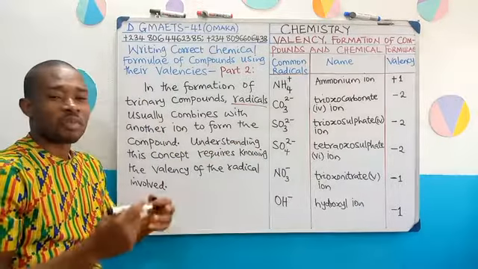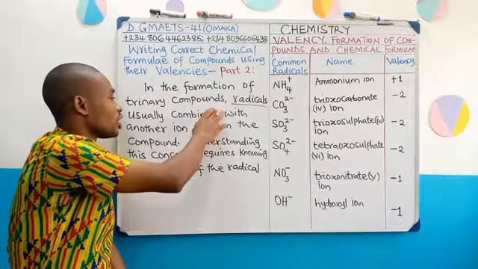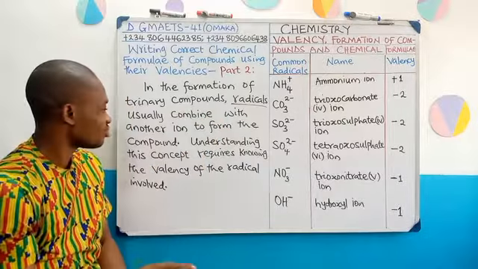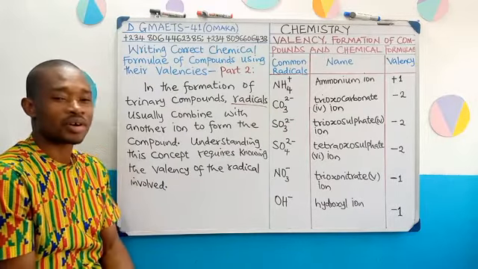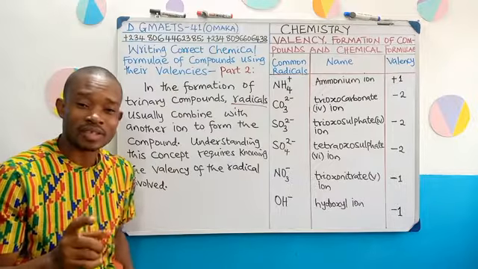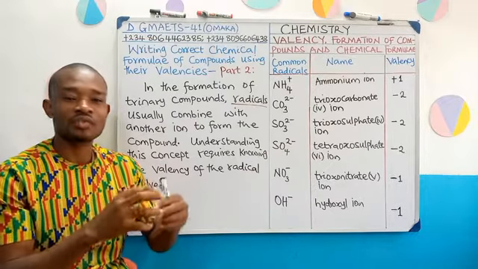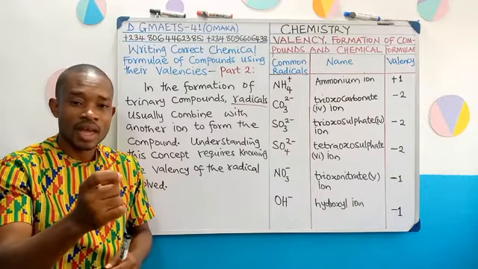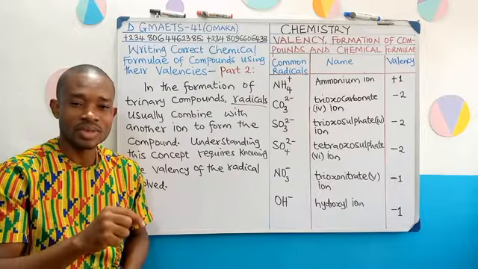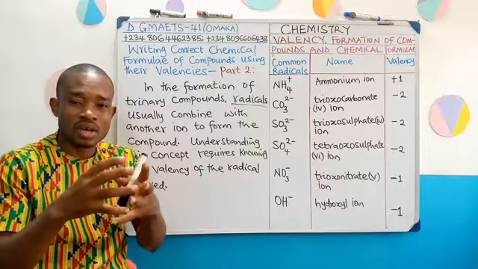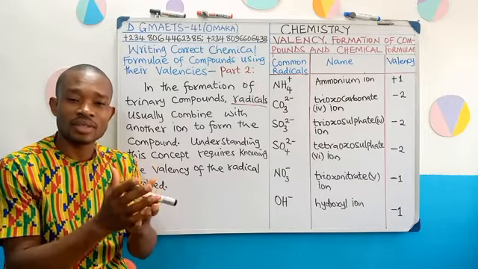So I'll say that in the formation of trinary compounds, radicals usually combine with other ions, so that this trinary compound will be formed. Now, you know from our previous class, we explained that a radical is simply a group of atoms that forms what? A single unit. Usually you have 2 atoms of different elements, they come together, form a group, and then that group would give you just a single unit. That single unit usually contains 2 atoms. So those 2 atoms which make up the radical will now react with another ion to make it 3 elements in one compound.